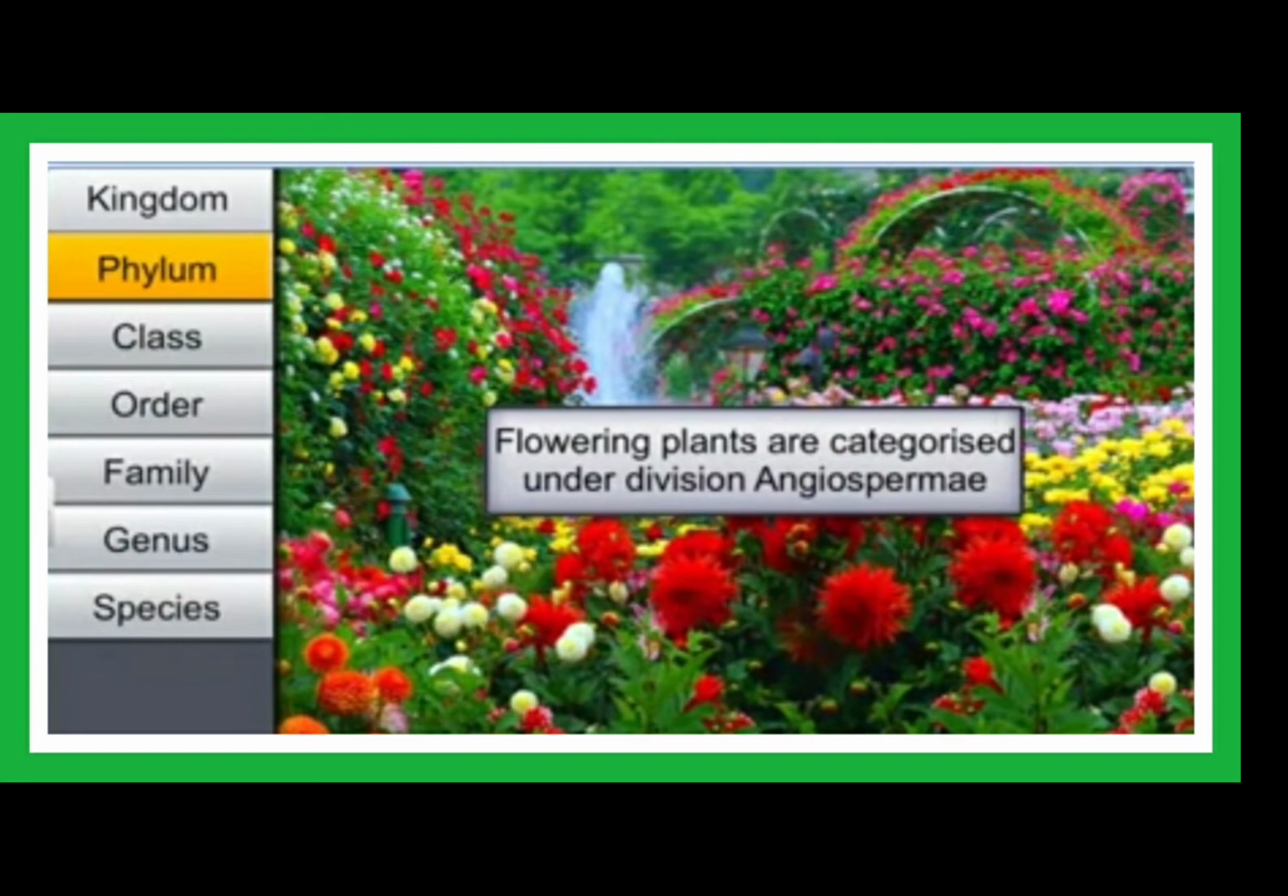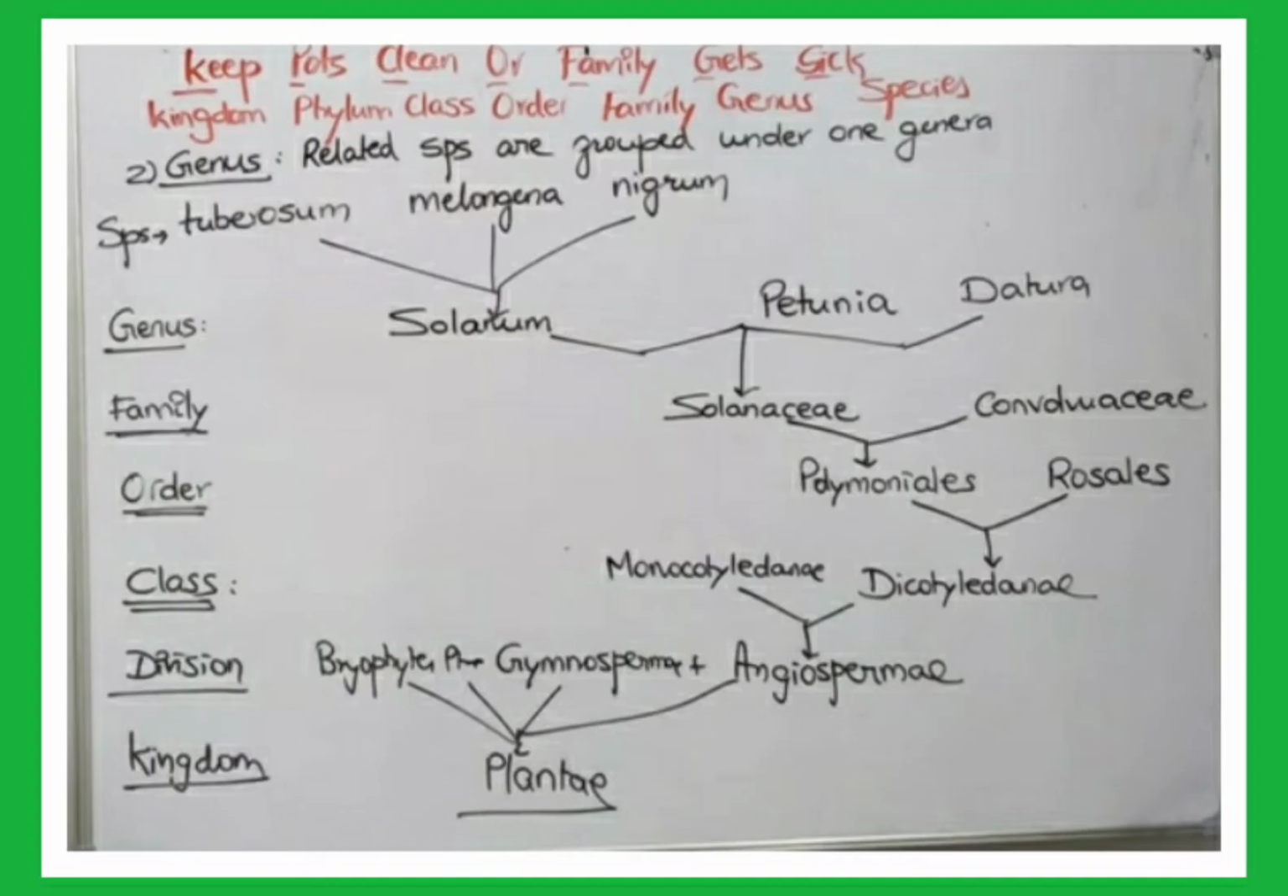Dicotyledonae and Monocotyledonae are kept under the division called Angiospermae. Gymnospermae and Angiospermae are kept under a kingdom called Plantae. Here you can see the hierarchy: species, genus, family, order, class, division and kingdom. So we have seen the pictures. This is a flow chart.